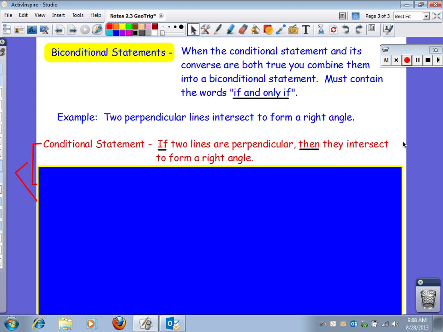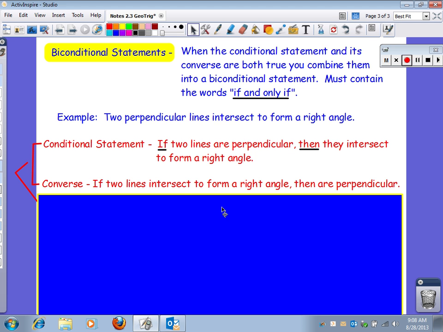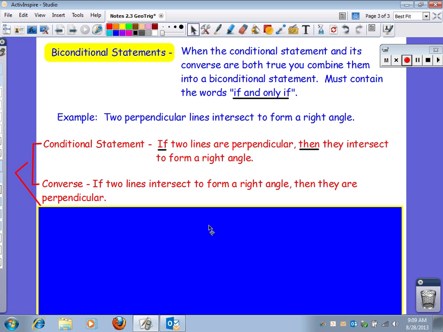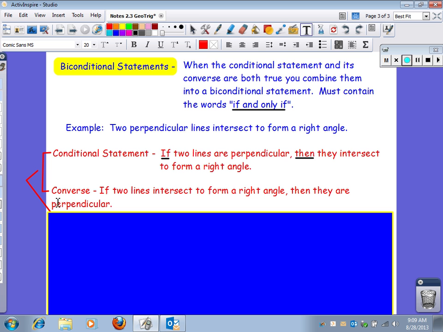Now, what would the converse of that be? If I flipped that around, if they what? Intersect to form a right angle, good, then they're perpendicular. That's your converse. If two lines intersect to form a right angle, then they are perpendicular. That would be my converse.